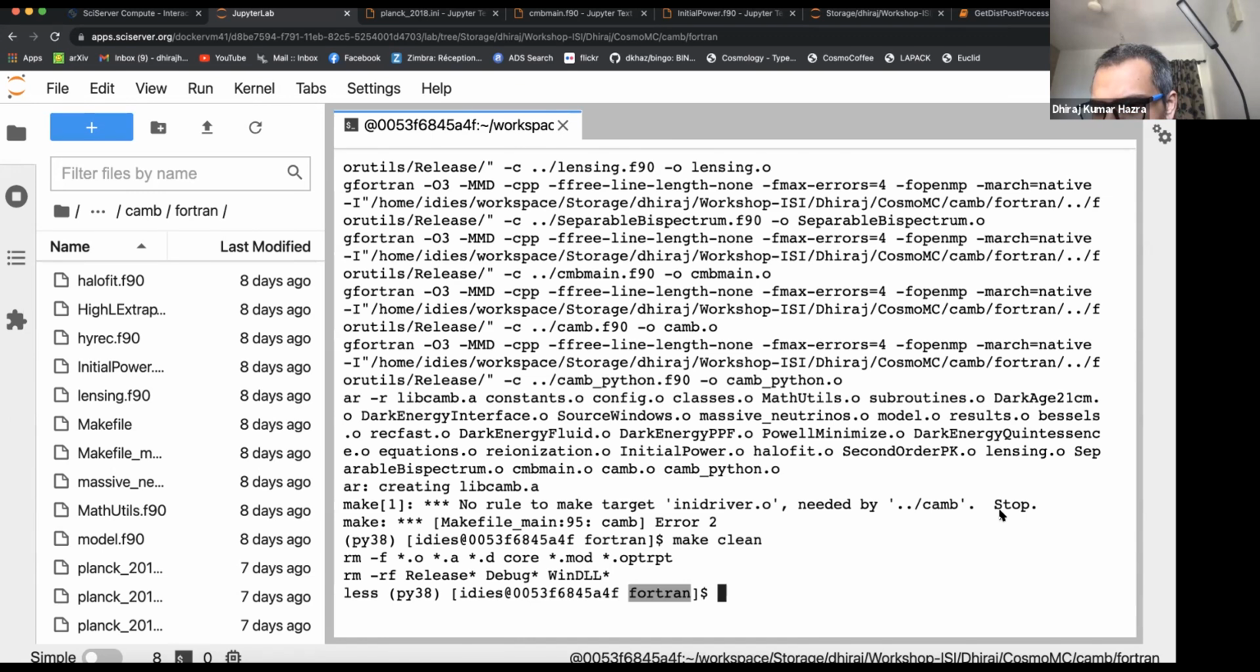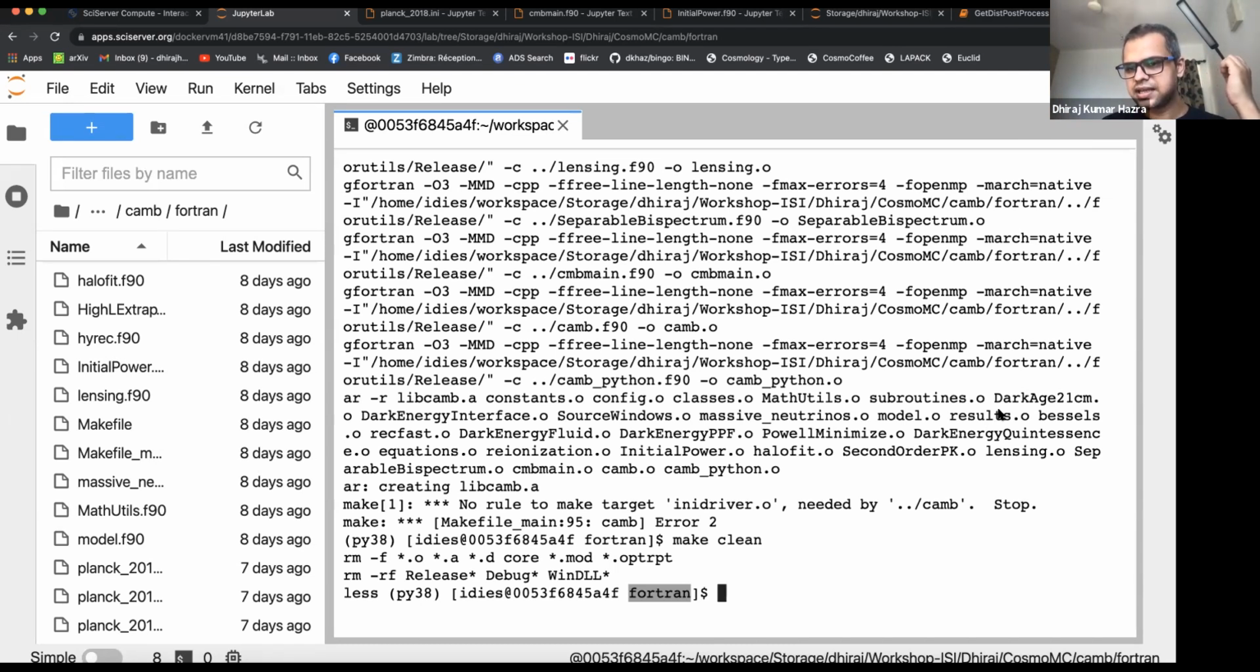No rule to make target any driver needed by cam. Okay, this is okay. The thing is that this is not my doing. What I did is that my workspace ISI I have given permission to everybody, read and write permission to everybody. So somebody has deleted that ini mistakenly. So that is why you are not able to get that.